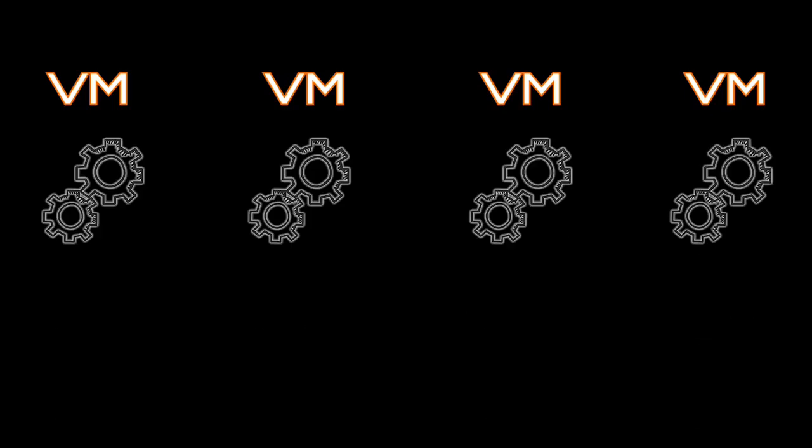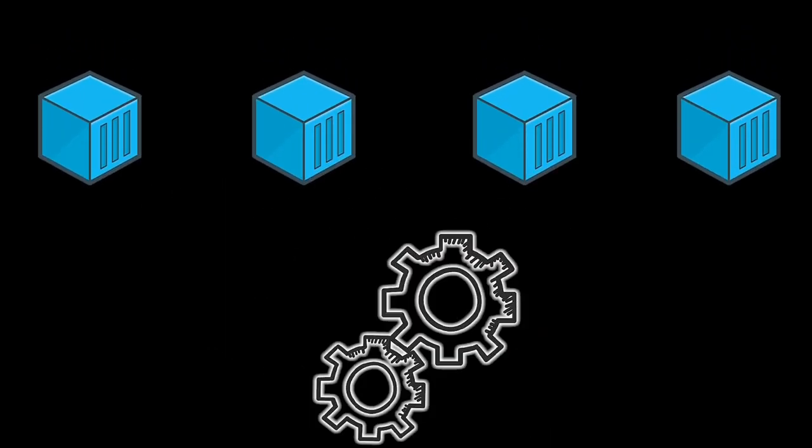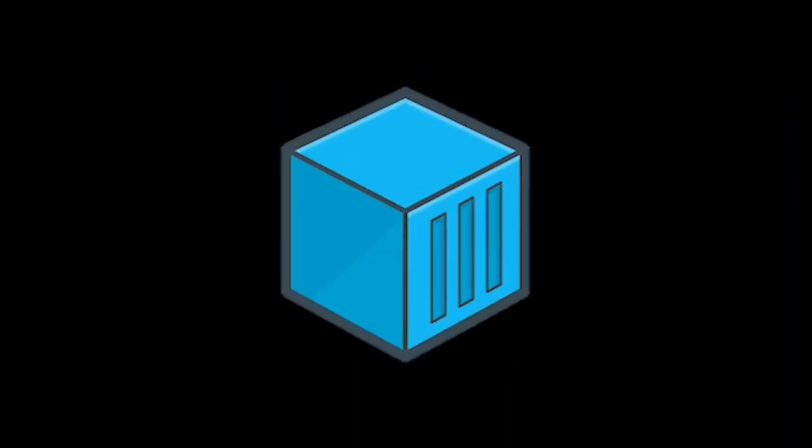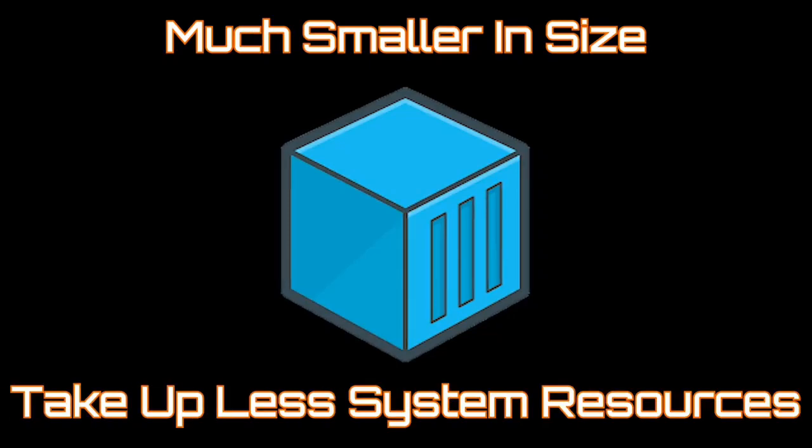So rather than having a bunch of virtual machines with their own entire operating system, you have a bunch of Docker containers that are relying on the same host operating system, but still are able to run different applications and have their own isolated environment. Now, compared to virtual machines, Docker containers are much smaller in size, they take up less system resources, and can be started very quickly.